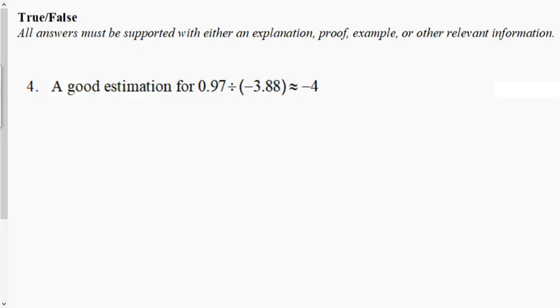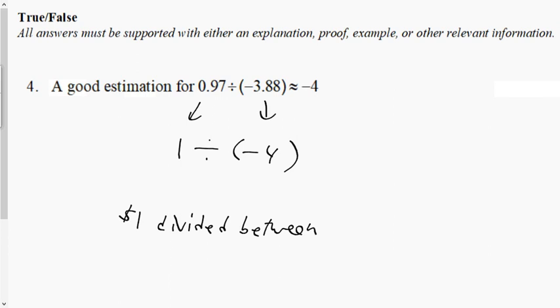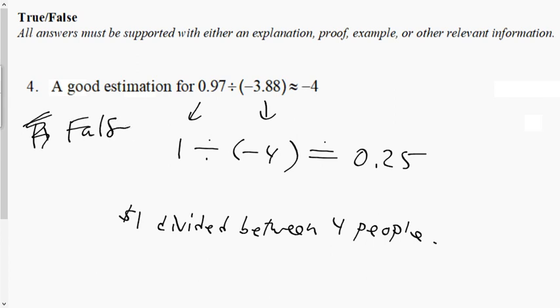And question 4, a good estimation for this is -4. So here, if I think about estimating, I'm going to say 1 divided by 4. If you think about this, I have $1 divided between 4 people. Everybody does not get $4. Everybody would get 0.25. So it is approximately equal to 0.25, and therefore your answer is false. A good estimation would be 0.25. I would say half the class thought that 1 divided by 4 was 4.